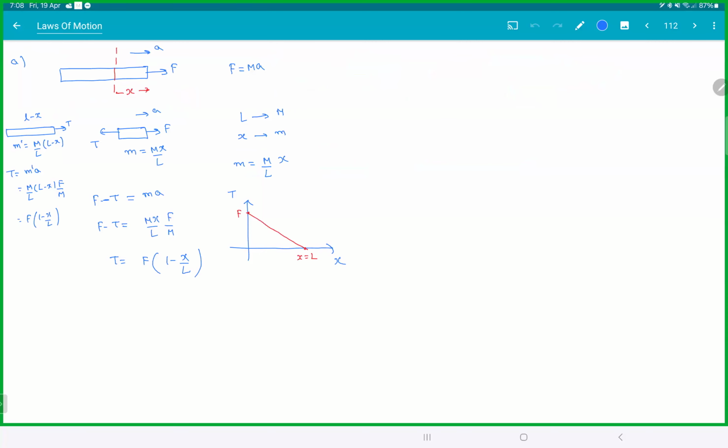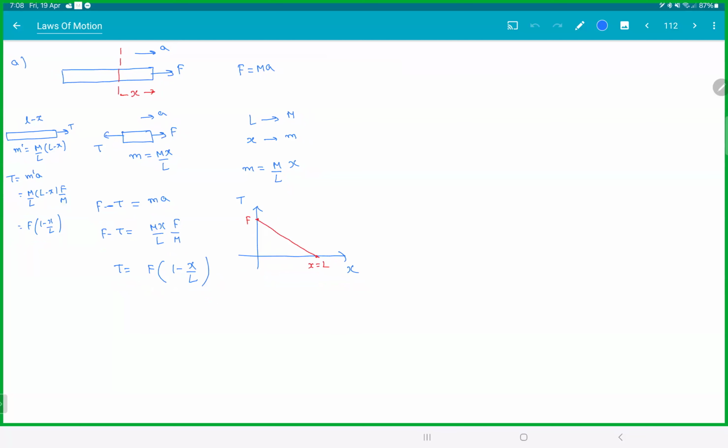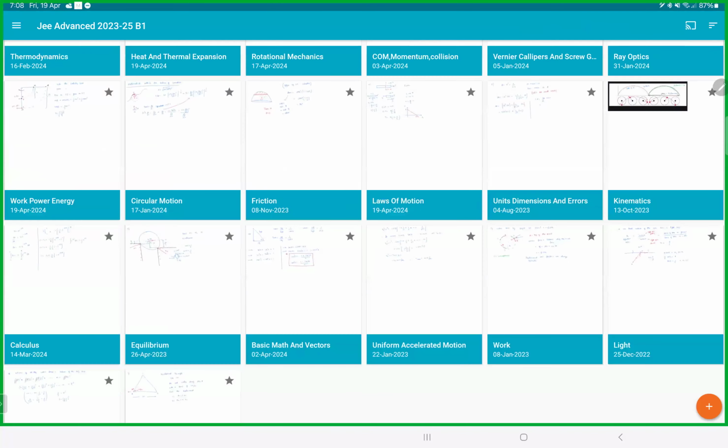How to do this kind of problems? Step 1, find the acceleration. Step 2, wherever you want to find tension, cut it there. Then you get two pieces, the right piece or the left piece. Take any one of them. Draw the FBD. Then F minus tension is mass into acceleration. That's what I said. If you know how to find tension, half of the questions in this chapter will be done.